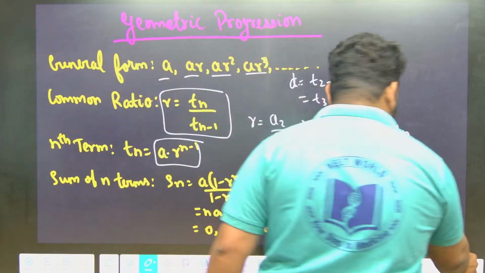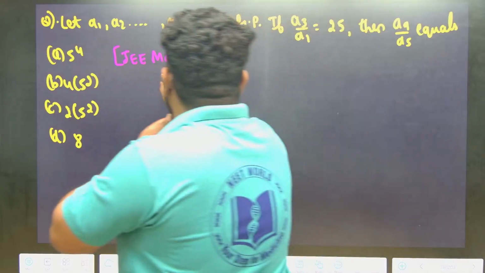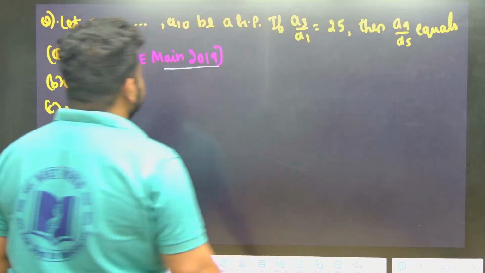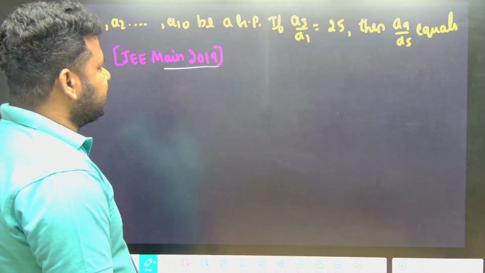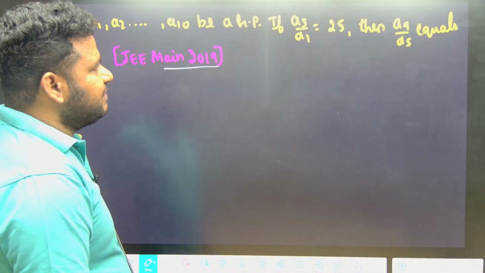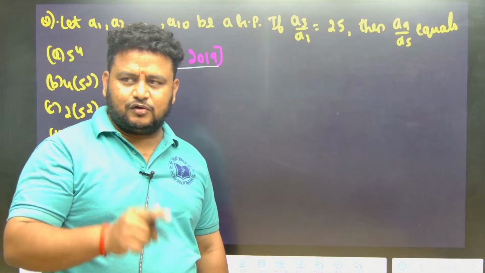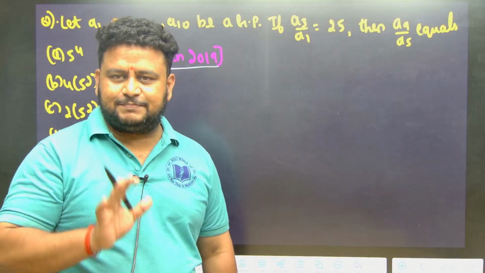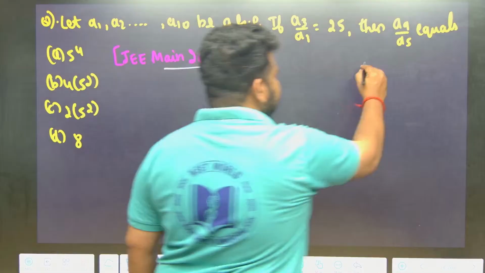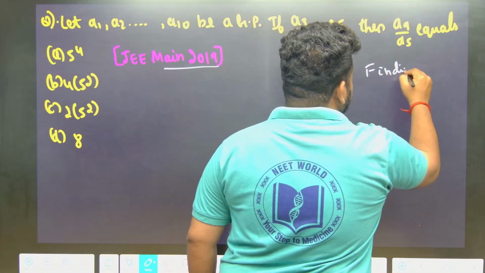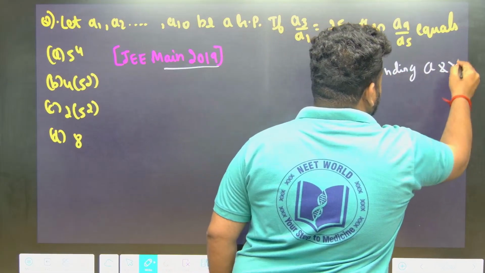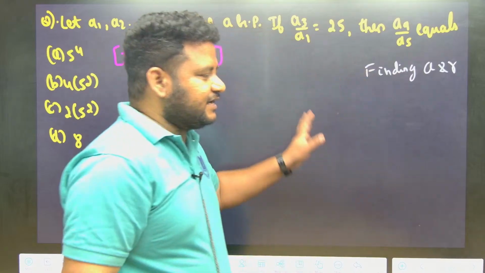Now see here, let us take one question, JEE Main 2019. Let a1, a2, up to a10 be a GP. If a3 by a1 is equal to 25, then what is the value of a9 by a5? Here in AP, you used to find a and d. But in GP, our focus should be on finding a and the common ratio r.